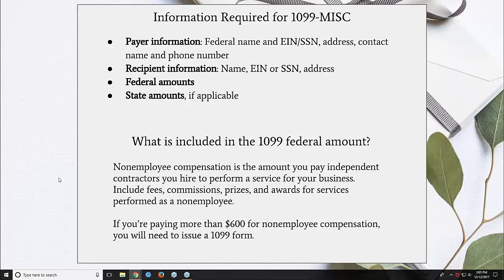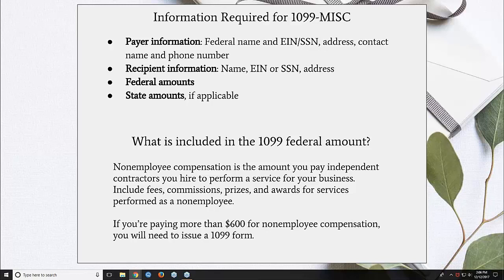The information of the payer who is issuing the form, so the name and the EIN or social security number, mailing address, contact name, and phone number. You also need to make sure the person receiving the form, you have all the information for them. So their name, the EIN or social security number, and mailing address. You'll need the total amount of non-employee compensation you are reporting federally and any amount of money reported on the form that is subject to state tax.